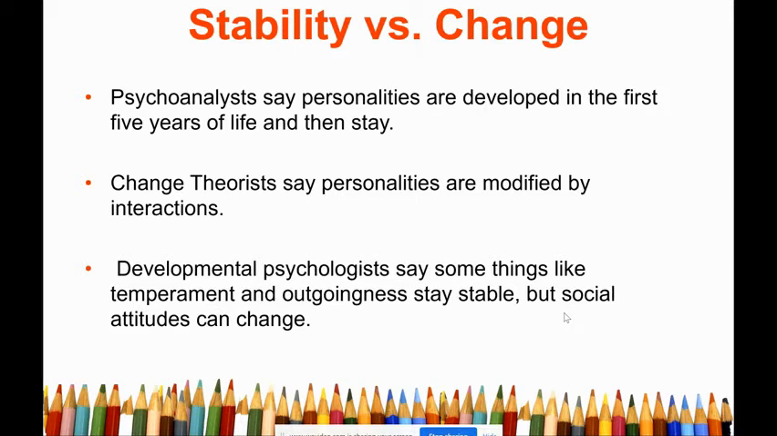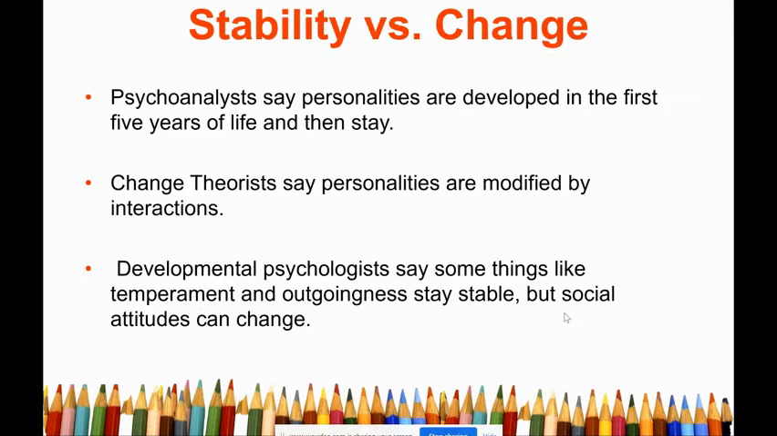Most psychoanalysts would say that the first few years of life, Freud would just say the first really 2 years of life. Most psychoanalysts would say probably within the first 3 or 4 or 5 years of life, our personalities end up developing mostly into who we're going to be. Change theorists say that our personalities are being modified all the time. They're being adjusted based on the needs of the situations that we find ourselves in.